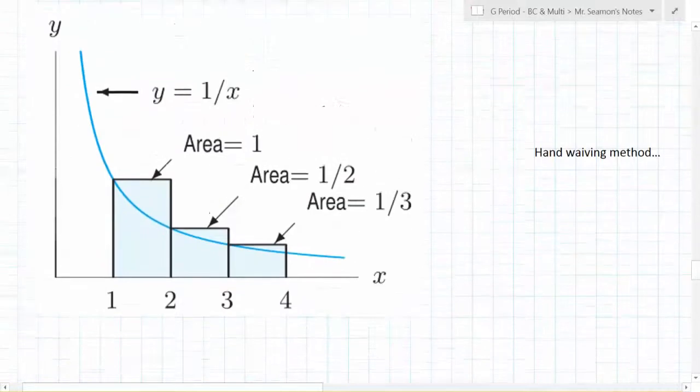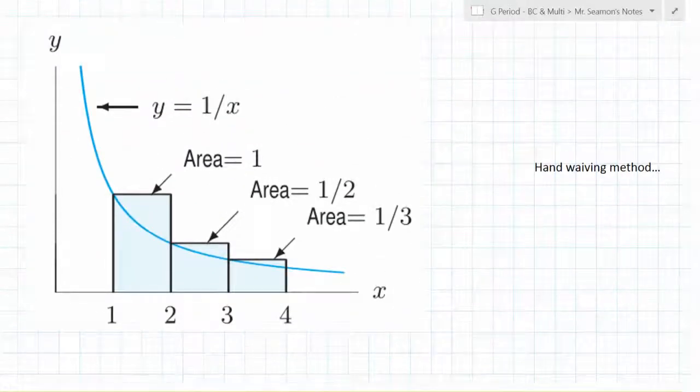There's a really cool picture here that helps us do this. This blue function is the function 1 over x. You looked at that function before? What's the area of this first box right here? 1. What's the area of this second box? 1/2. What's the area of this next box? 1/3, right? So we have 1, 1/2, 1/3.